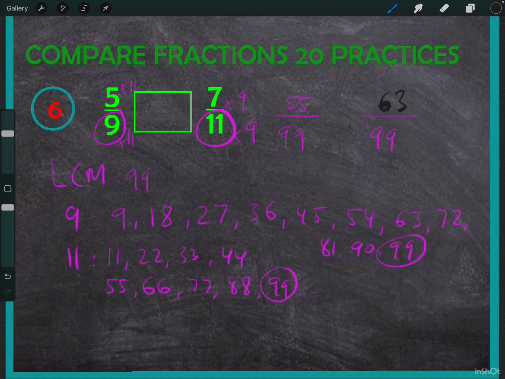Alright, so these two fractions have the same denominator. So to compare them, we only need to compare the two numerators. 63 is greater than 55, so 63 over 99 is greater than 55 over 99, or 7 over 11 is greater than 5 over 9.